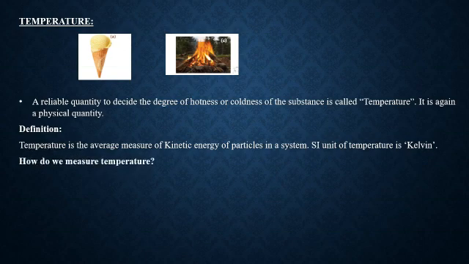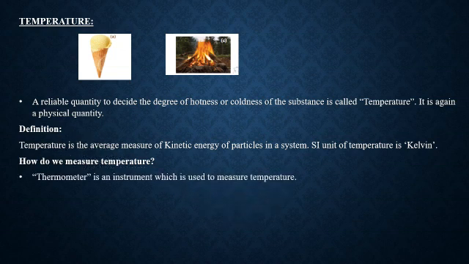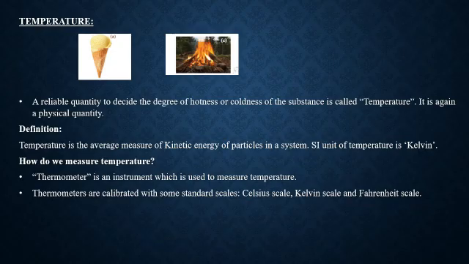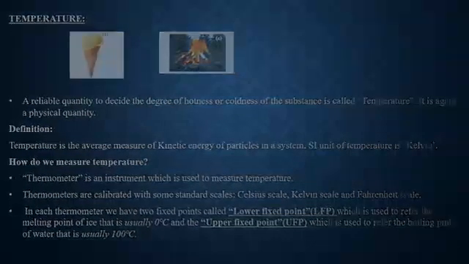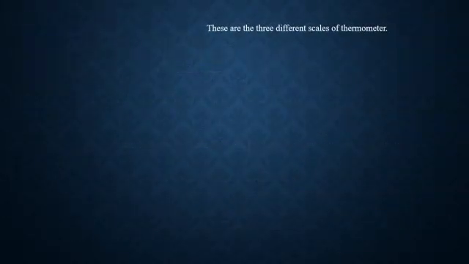How do we measure it? Thermometer is an instrument which is used to measure temperature. These thermometers are usually calibrated in 3 standard scales. They are Celsius scale, Fahrenheit scale and Kelvin scale. These 3 thermometers have 2 fixed points. They are the lower fixed point, which usually refers to the melting point of ice, and the upper fixed point, which refers to the boiling point of water. Now let's see deep about this.